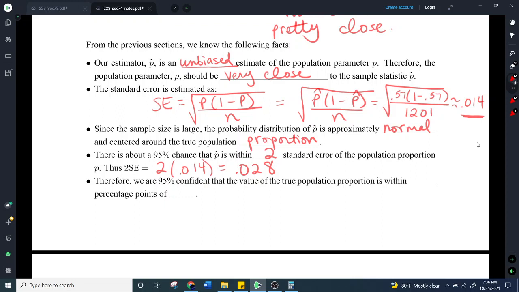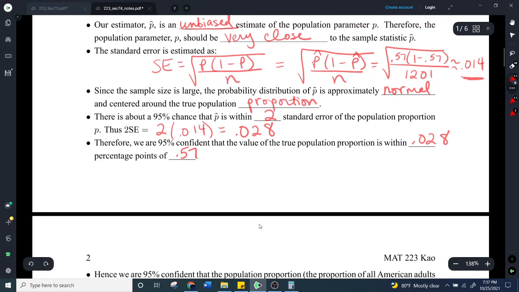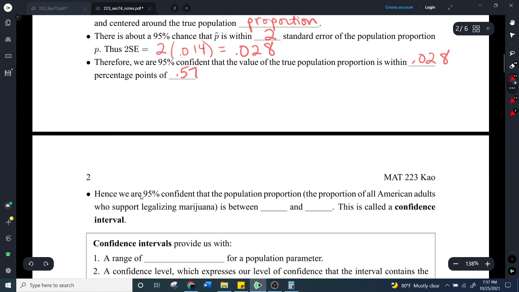Therefore, we are 95% confident that the value of the true population proportion is within 0.028 percentage points of the 57% that we estimated from our sample earlier. This is what a confidence interval is. It's literally an interval of numbers that gives us a range of what we think is true for our population proportion. So we are 95% confident that the proportion of all American adults who support legalizing marijuana is between what 2 numbers?